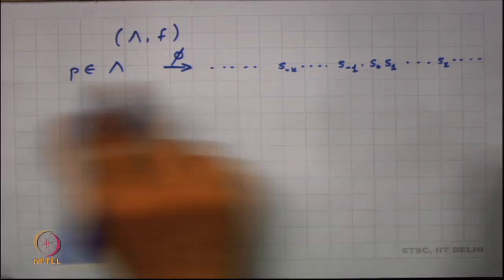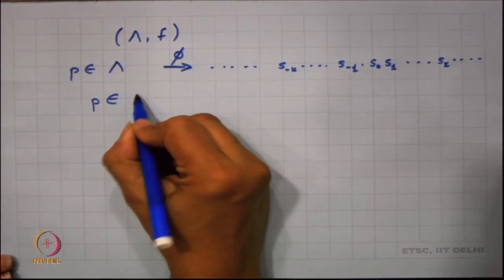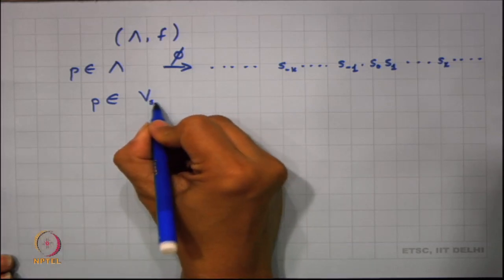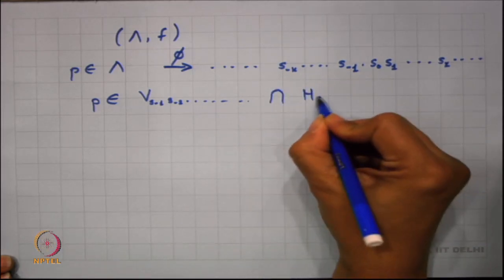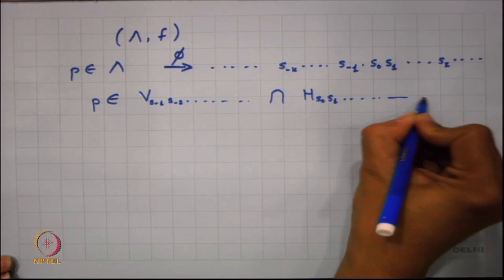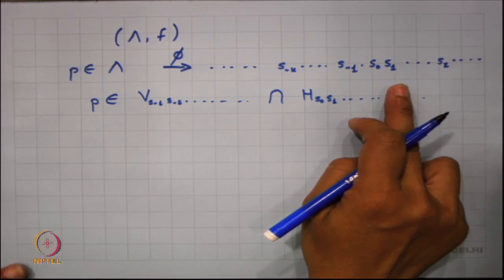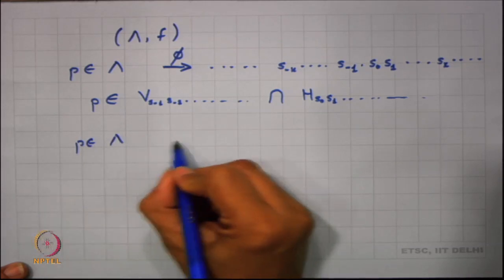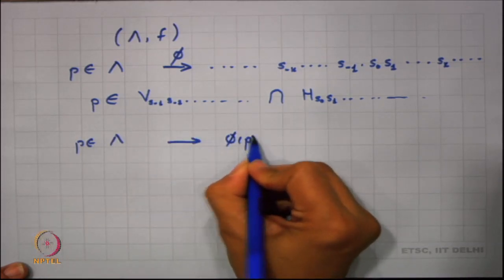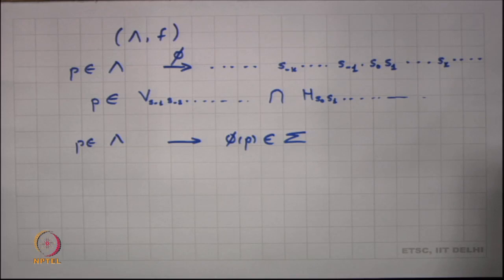Let us try to look into this part. This point P was the unique point, with this vertical line V intersecting with this horizontal line, and this corresponded by phi to this particular sequence, and this is basically a point of sigma. So, we can say that for every P belonging to lambda, we get phi P belonging to sigma.